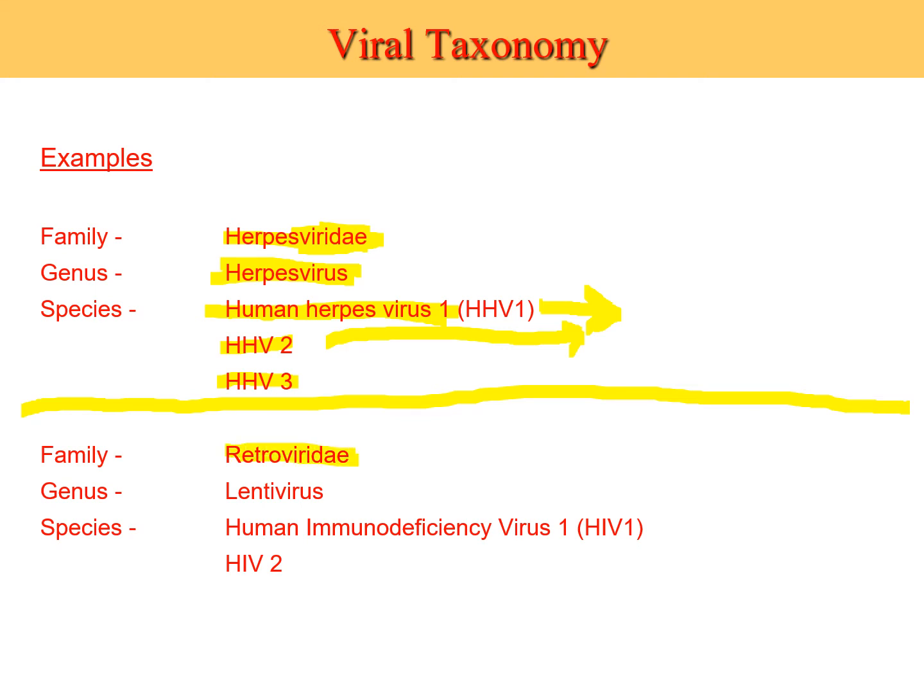A genus in that family is lentivirus, and an example of a species of virus within the lentivirus genus is HIV-1. There is also another species of human immunodeficiency virus also causing AIDS, which is HIV-2. So we have two species of HIV virus, 1 and 2, in the genus lentivirus in the family Retroviridae.